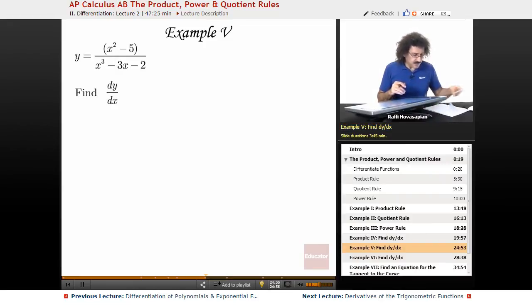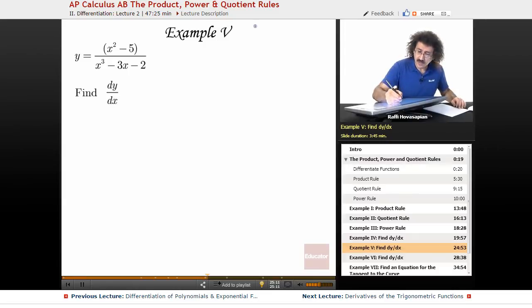Let's see. So now we have y equals this thing. Okay. Well, looks like we're going to have to just do quotient rule. So we'll just do quotient rule. So once again, recall quotient rule. It is, let me go back to red here. So quotient rule, y prime. So if this is f and this is g, we have g f prime minus fg prime over g squared.